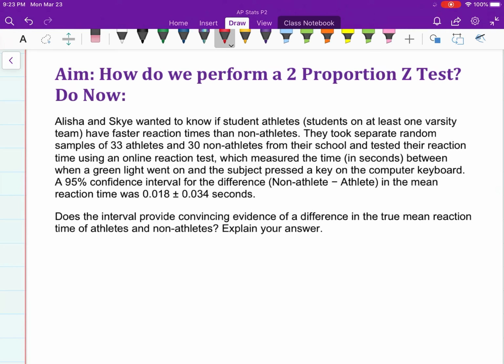This is going to be Tuesday's lesson on how do we perform a two proportion z-test. Not to be confused with what we did on Friday, which was a two prop z interval. So Friday and today's lesson, Monday, we're both on constructing a confidence interval for the difference in two proportions, or for today's lesson, difference in two means.